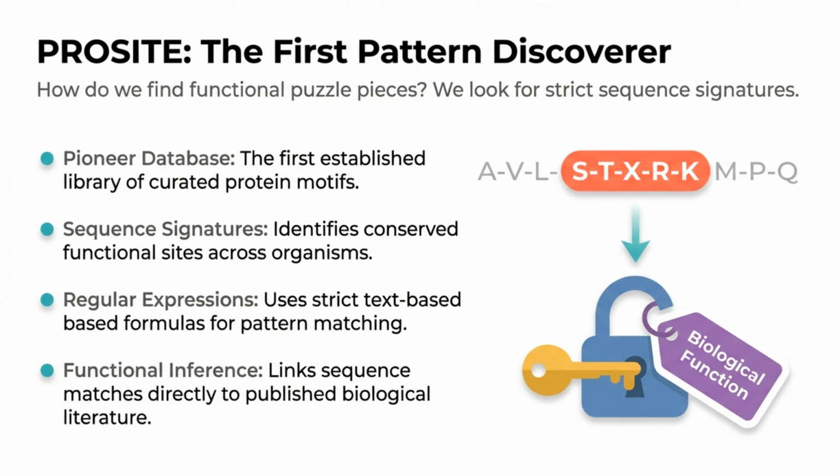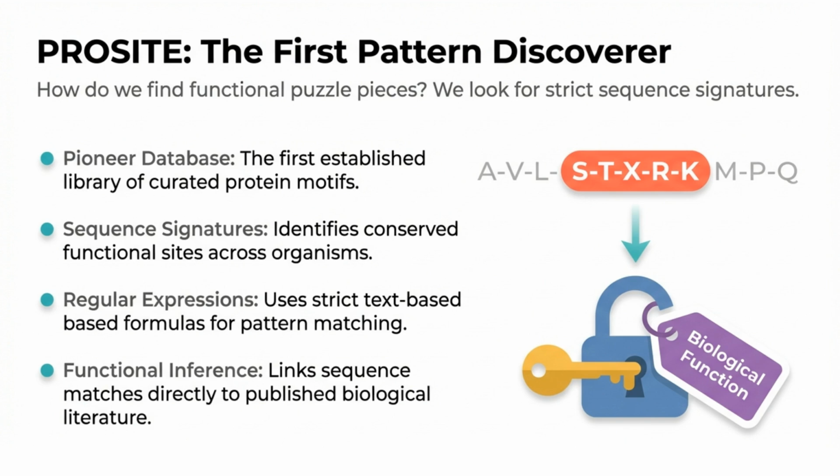PROSITE identifies conserved sequence patterns using defined rules or pattern signatures. These patterns are especially useful for recognizing short functional motifs in proteins. For example, if a protein contains a sequence pattern known to bind ATP or zinc, PROSITE can help detect that. This was one of the first major systems linking recurring sequence patterns with biological function. If you look at the slide, PROSITE represents an early but important step in pattern-based annotation.